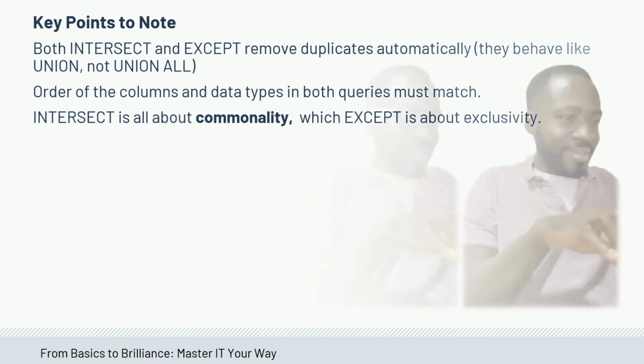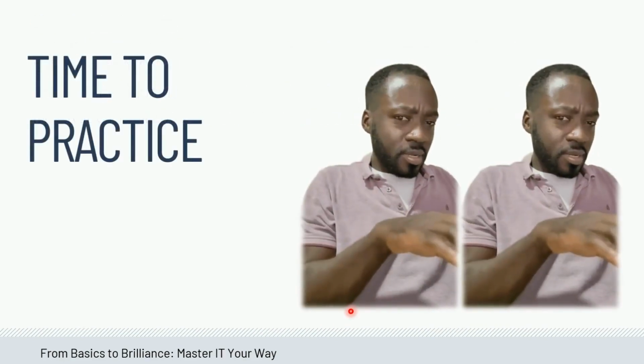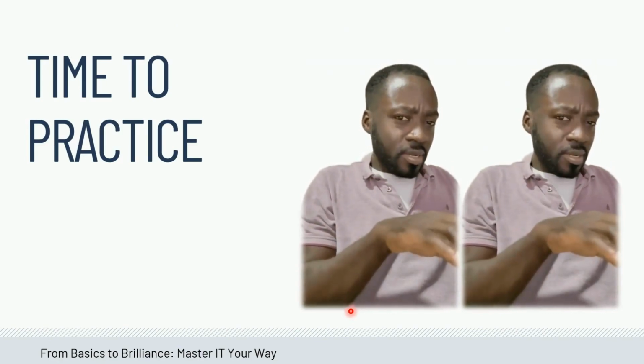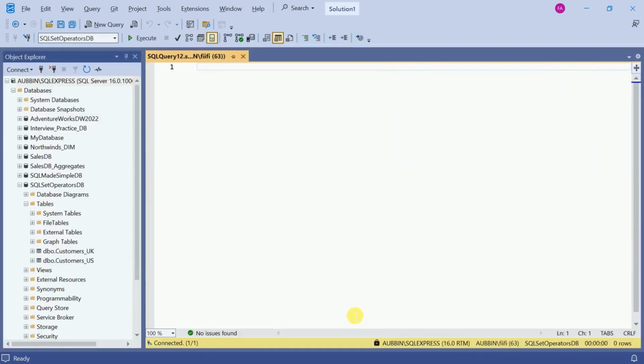So to drive this concept home, we need to get our hands dirty by practicing. Let me switch and let's look at our database. So we have the SQL set operator database. You have the customers UK and the customers US. If we use INTERSECT, which will look at names that exist in both tables, how do we do that? Let's first take a look at our tables.